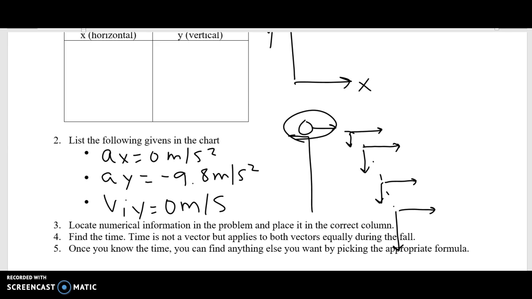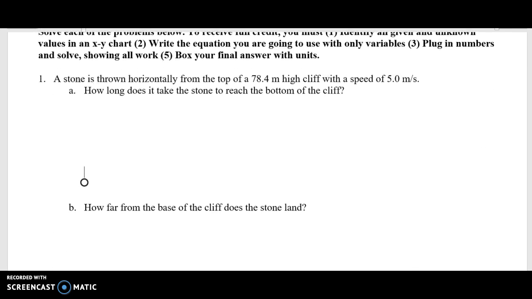Okay, so I'm going to scroll down and give you an example of how to solve one of these problems. A stone is thrown horizontally from the top of a 78.4 meter high cliff with a speed of 5 meters per second. How long does it take the stone to reach the bottom of the cliff? And how far from the base of the cliff does the stone land?